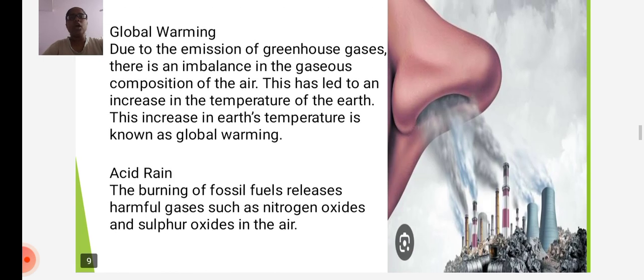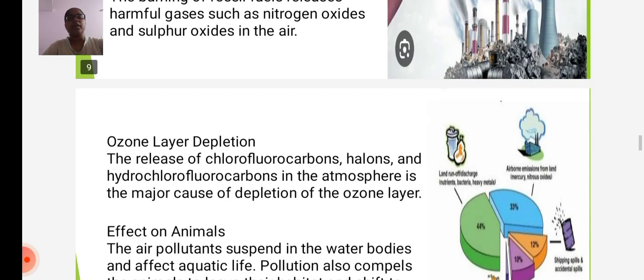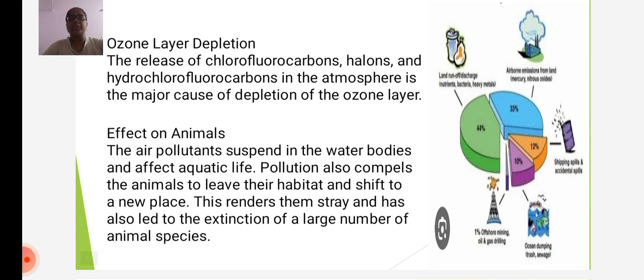The second thing is global warming. Due to the emission of greenhouse gases, there is an imbalance in the gaseous composition of the air. This has led to an increase in the temperature of the earth. This increase in Earth's temperature is known as global warming. And the third thing is acid rain. The burning of fossil fuel releases harmful gases such as nitrogen oxides and sulfur oxides into the air. The fourth thing is ozone layer depletion. The release of chlorofluorocarbons, halons, and hydrofluorocarbons in the atmosphere is the major cause of depletion of the ozone layer.